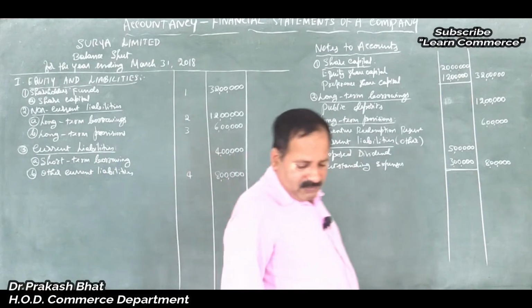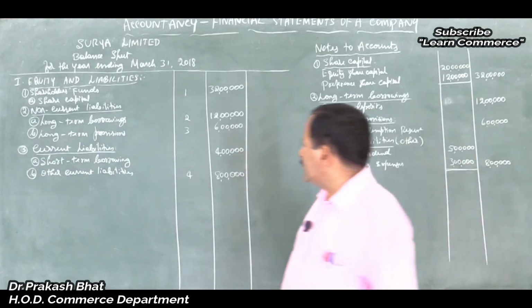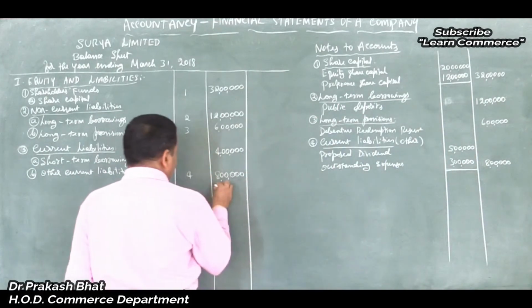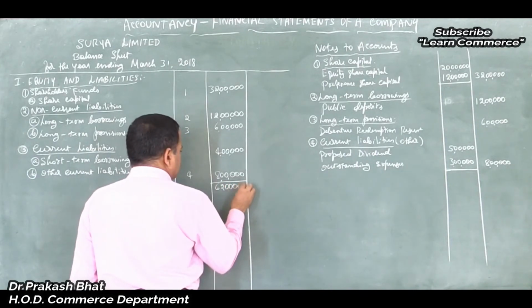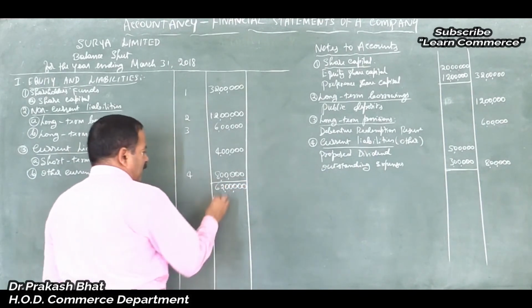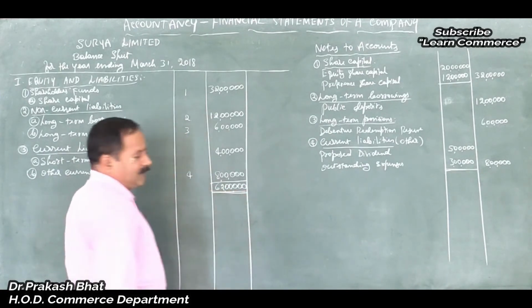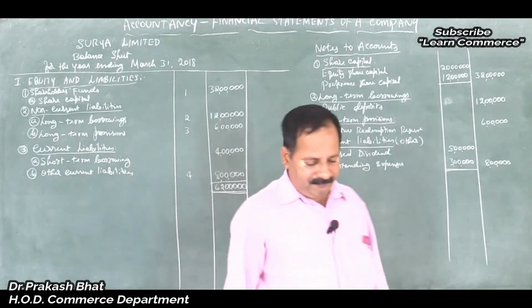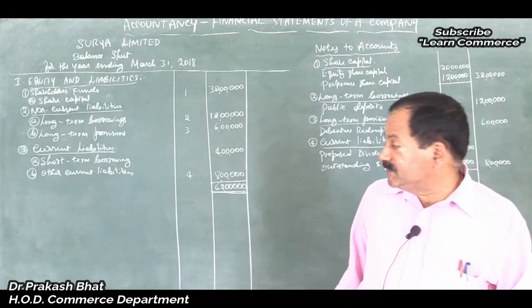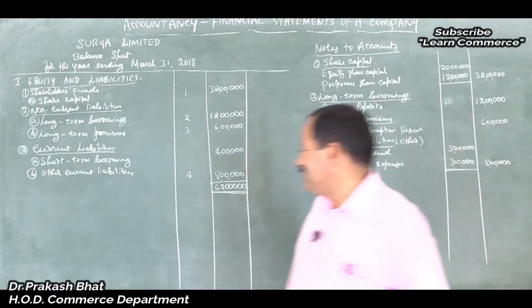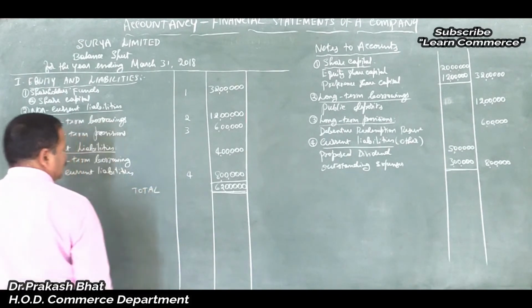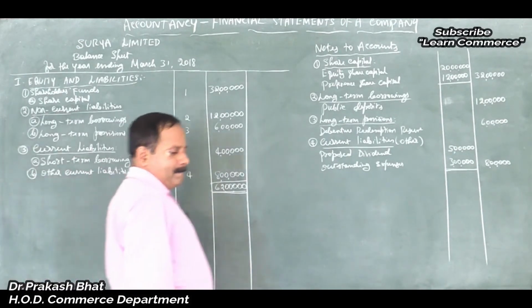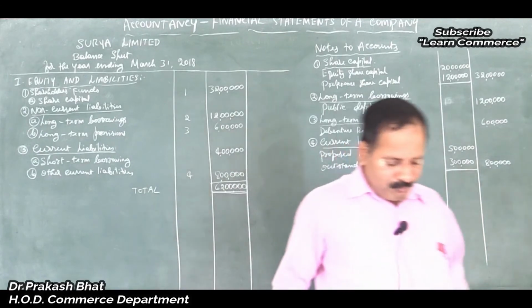So that's all. Your asset side comes to an end. Sorry, liability side comes to an end. Total is 62 lakh. It is done. Let us move on to the liability side. Sorry, asset side. Let us move on to the asset side. Right here, total. Fine. Yes, move on to the asset side.